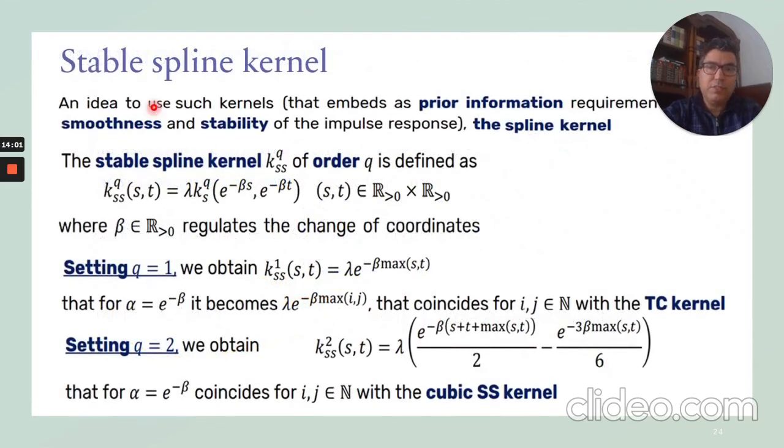To define the stable spline kernel, we need to use this spline kernel. The spline kernel, as we did before, was defined only from 0,1 times 0,1. So we have to do some transformation for these variables s and t to make them fit in 0,1. So we do some transformation, and then we apply this spline kernel. So this is the formula. And for k equal to 1 with this condition, we get the TC kernel, that's a special case. And then for k equal to 2, as we mentioned, it's called the cubic stable spline kernel, and it's given with this form.